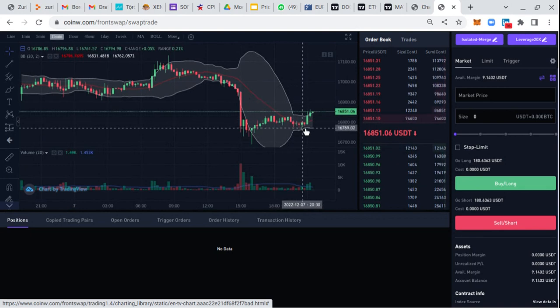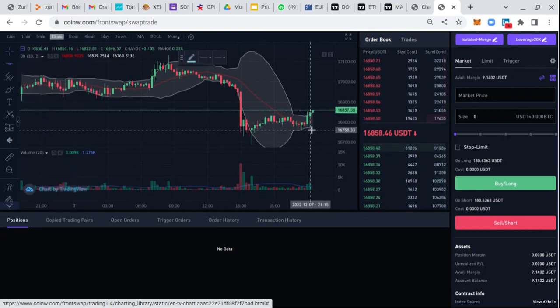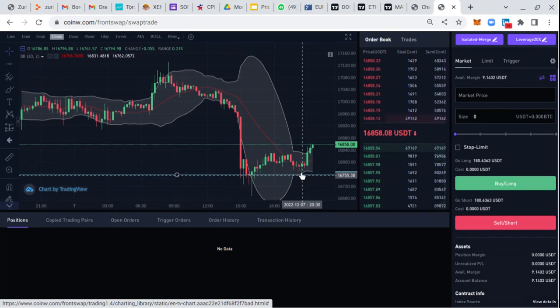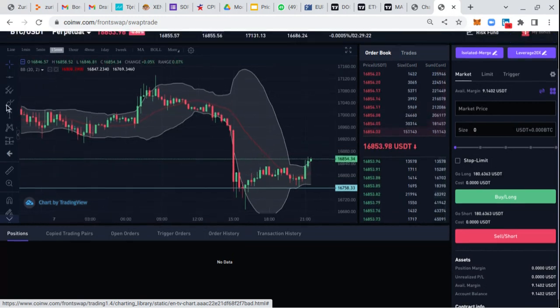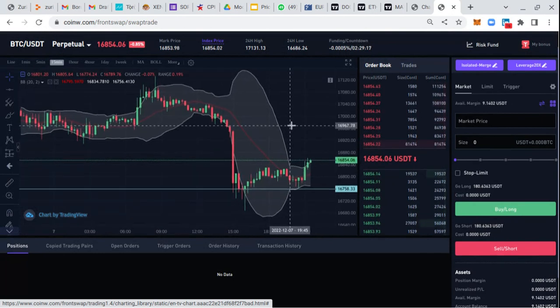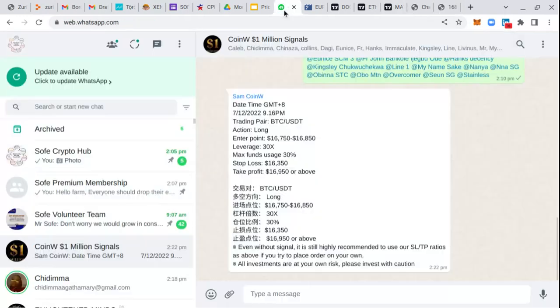You can see at this level now, sellers are pushing the market down to this side, but at this point, buyers are insisting that the market will not go beyond this particular point. So you can see even the signal has already entered at 5-6. Okay, but this is a 15 minutes time frame. If I meet this signal at this point, this is already 16850.